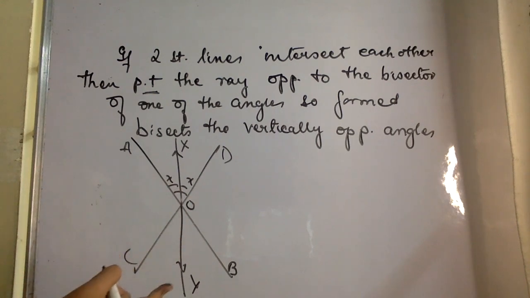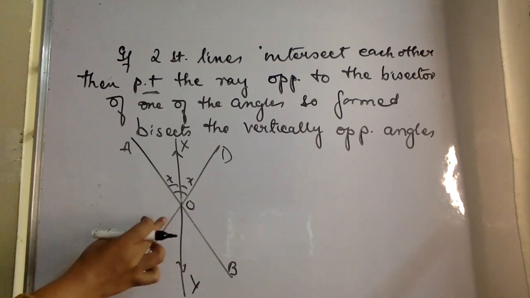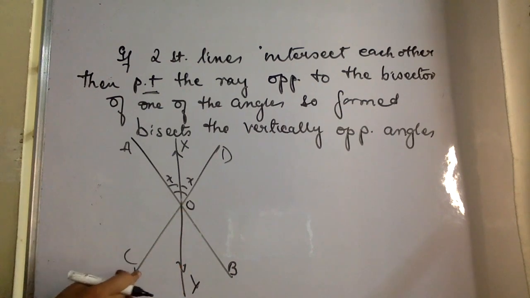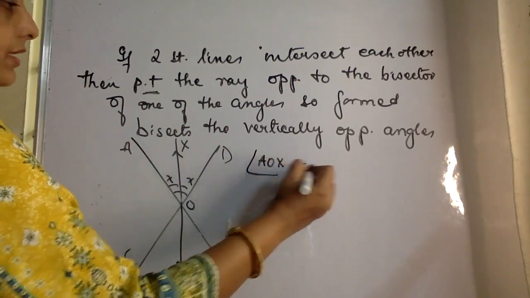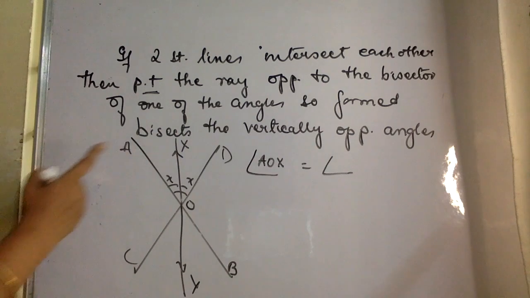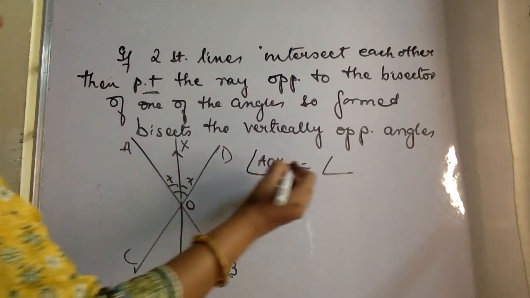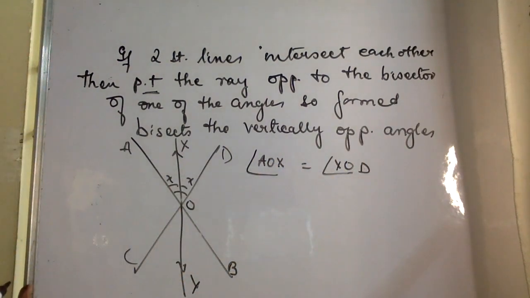What do we have to prove? We have to prove that this line OY is also a bisector of angle COB. Now how do we prove it? Let's write angle AOX. See, you know what it is. Writing is a problem for you. So learn it from here. Angle AOX is equal to angle XOD. That's given. Yes, bisector.